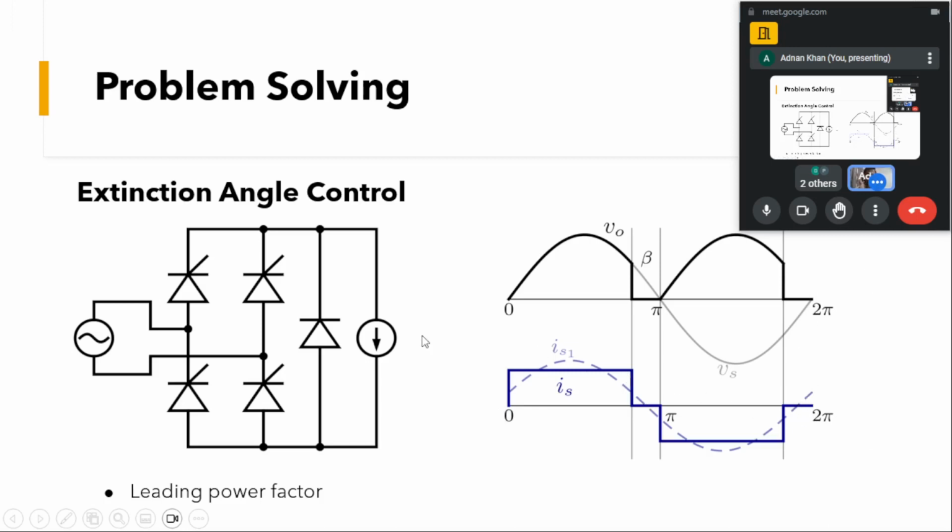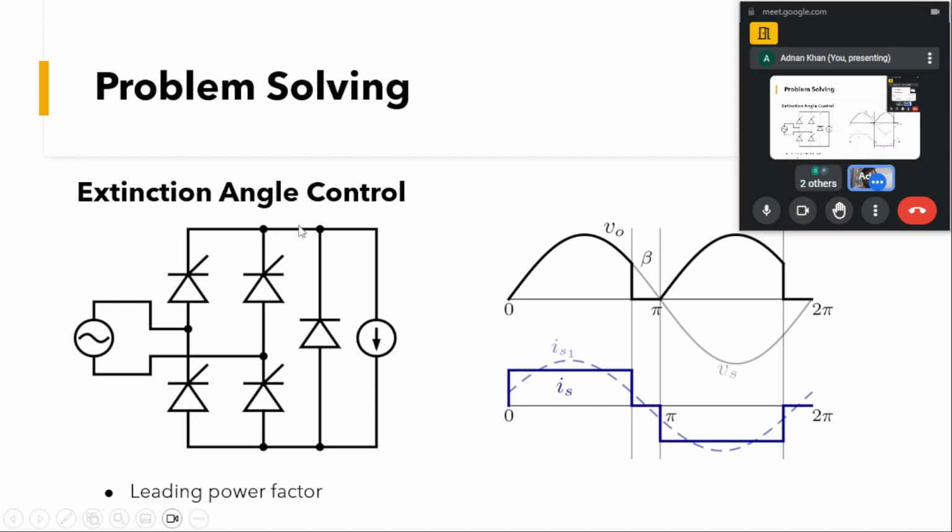This means that if we are having an extinction angle control, we'll be having a leading power factor. When this is happening, we can see most of our loads are lagging loads. We'll be having inductive loads, and they'll be drawing some reactive power from the grid.